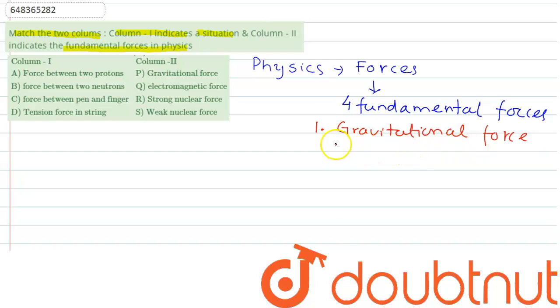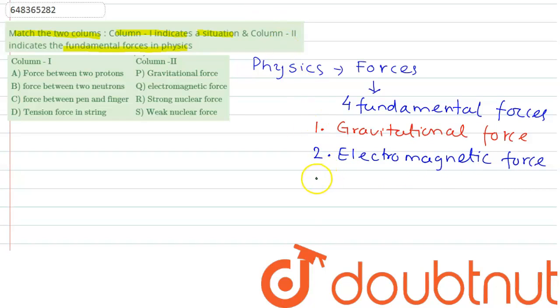This force acts between two masses, that is the interaction between, for example, the earth and the moon. Secondly, we have another very popular, common force, that is electromagnetic force. We can see this force between different charges, positive and negative, when they are stationary or when they are moving.